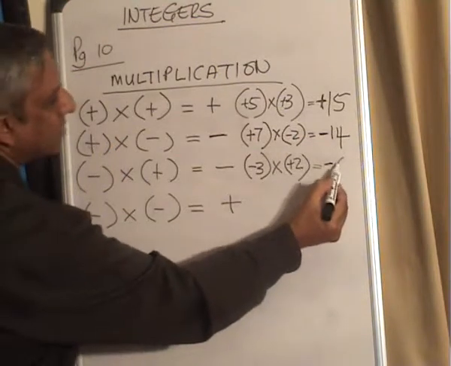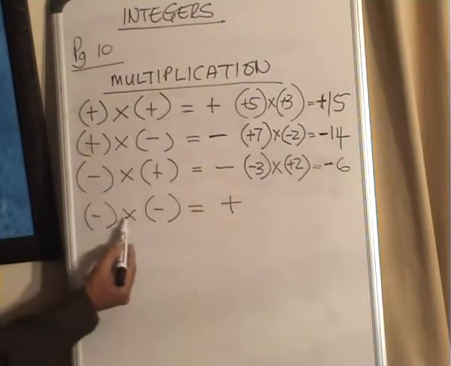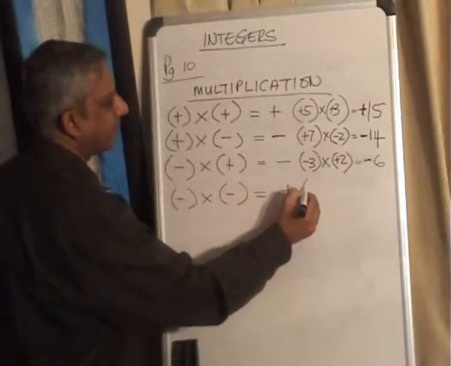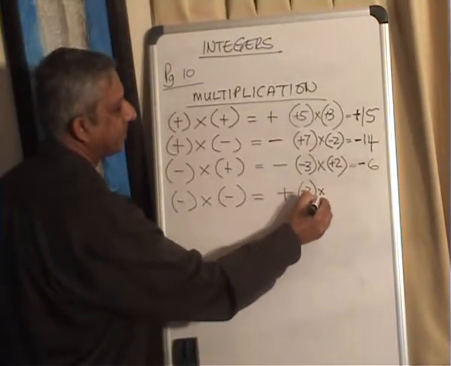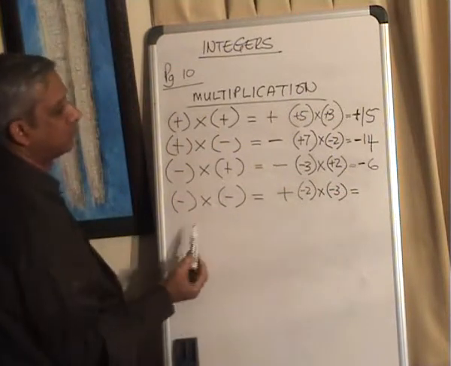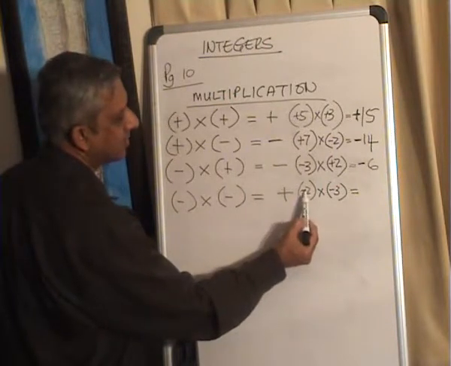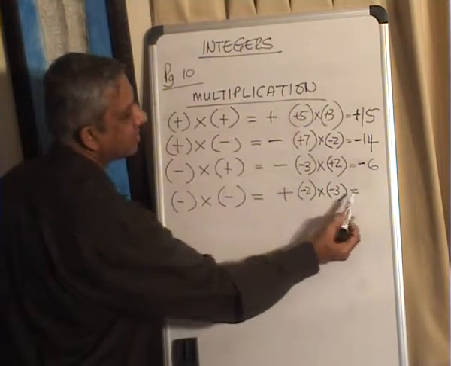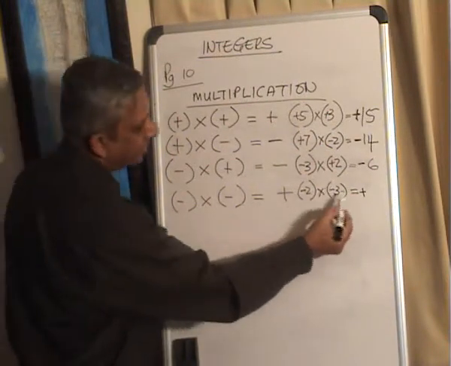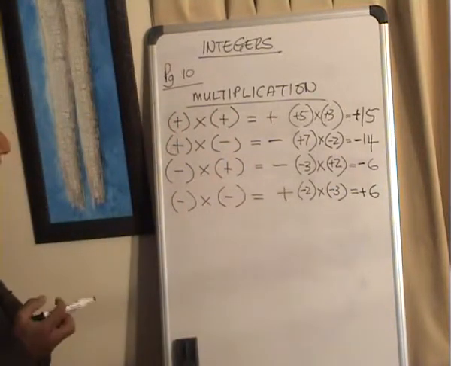So minus times plus is minus. 3 times 2, 6. And finally, a minus times a minus gives you plus. So example, minus 2 times minus 3. Well, a minus times a minus is plus. Therefore, minus times minus will be plus. 2 times 3 will be 6. So that is how we do multiplication.